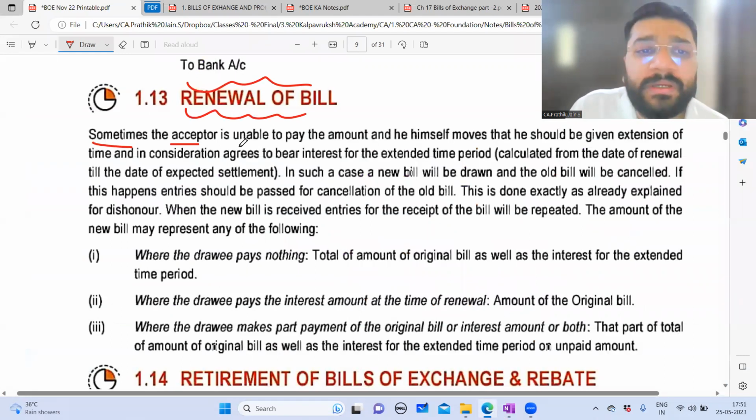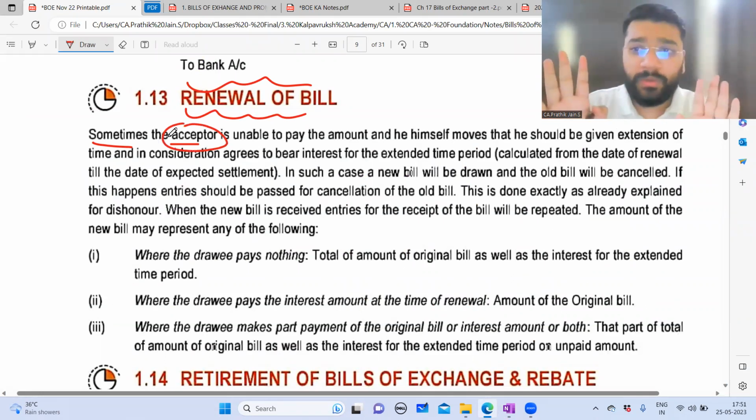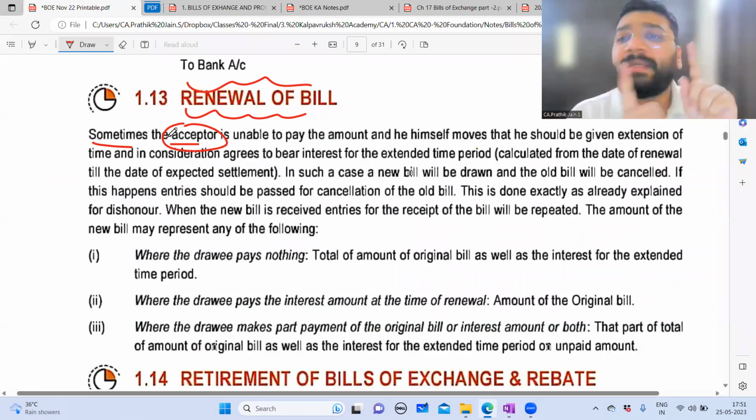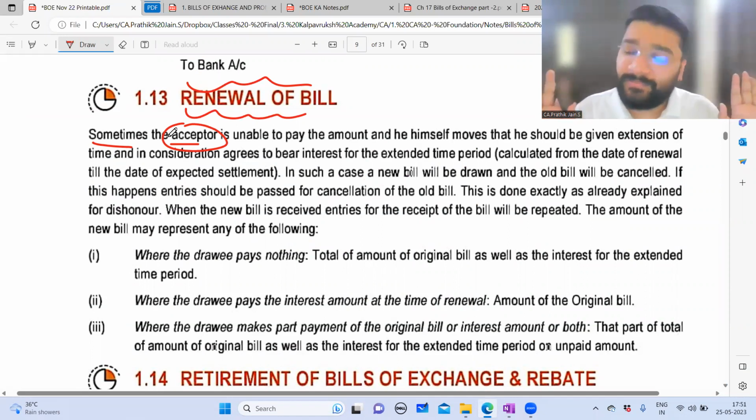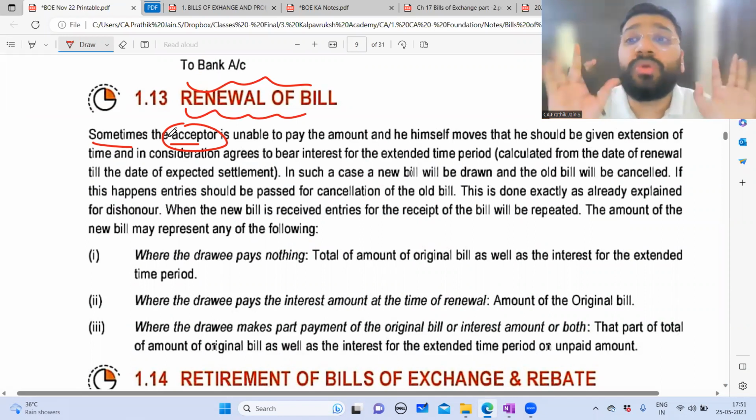Sometimes the acceptor of the bill, meaning who accepts the bill. Okay, now the concept of acceptance, does it come in a bill of exchange or does it come in the promissory note? Bill of exchange. Fantastic. In a bill of exchange, who does the acceptance?